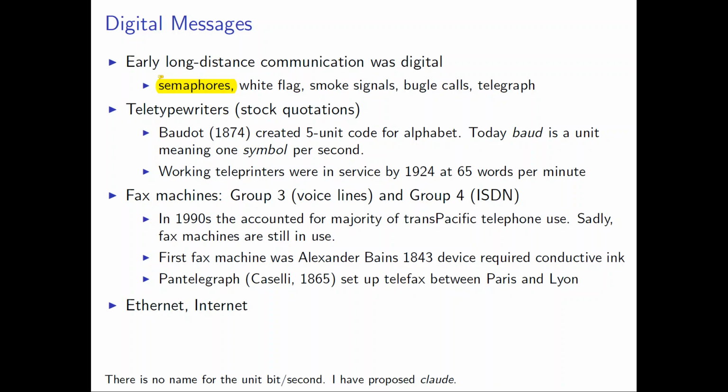Now, having talked about analog and given you examples of analog, what are the examples of digital communication? In the old days, we used digital communication. How did we use it? White flag, smoke signals, bugle calls, telegraph, they were all digital, almost. Why? Because there is a finite set of values you can produce, a finite set of things you can choose to send your information. For example, a flag is like 0 or 1.